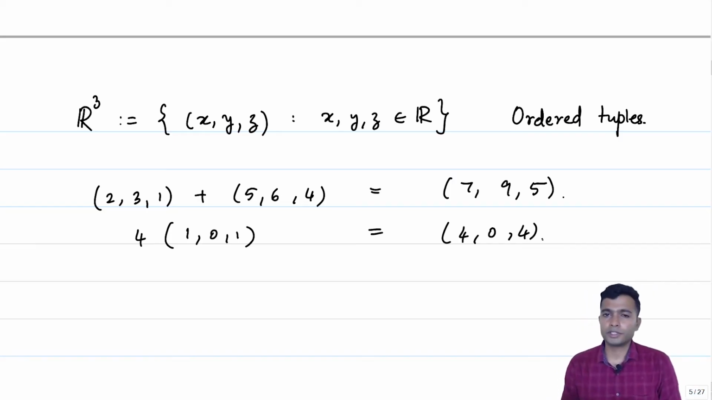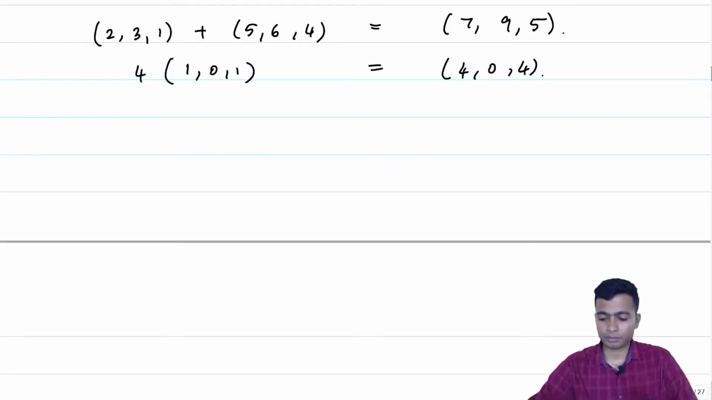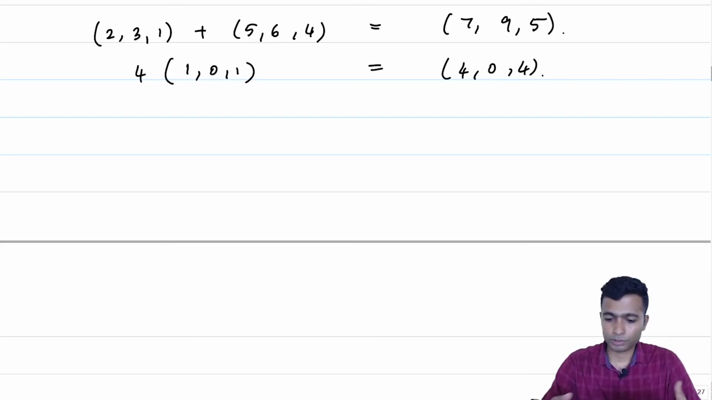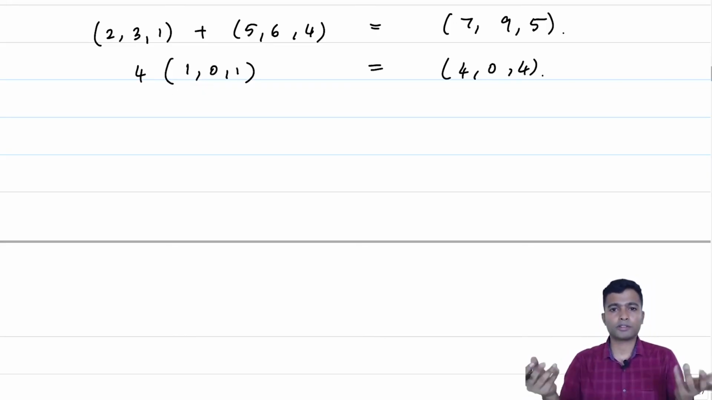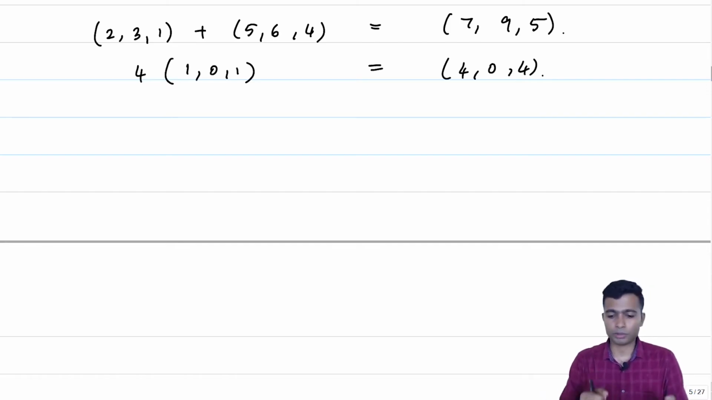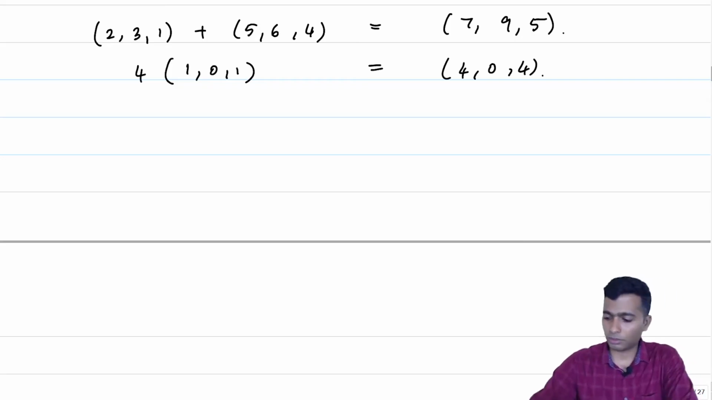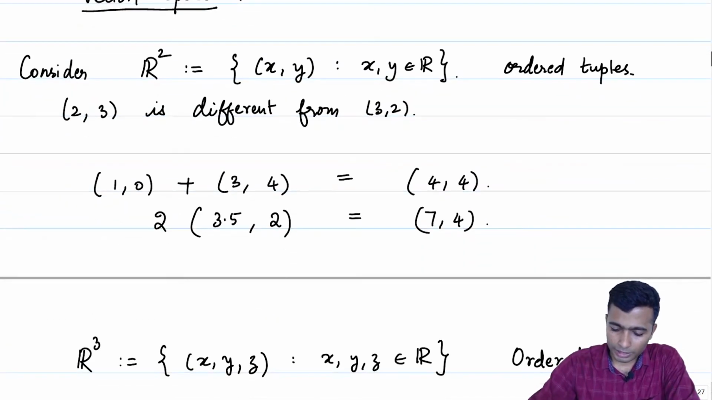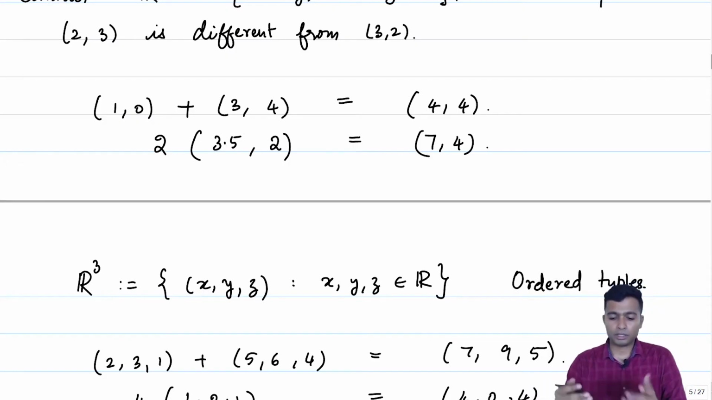These are operations which we are already familiar with from our high school physics, for example. R3, for example, was used to describe the components of, say, the velocity or the acceleration for that matter. And when we add two velocity vectors, we just added them in this manner: x component, y component, z component, and so on, right? All right, so these two examples and the operations therein satisfy certain properties.